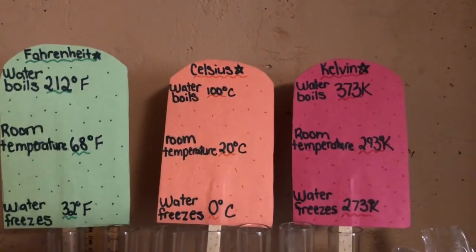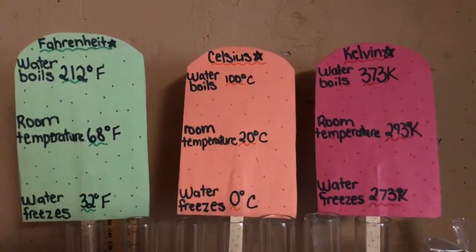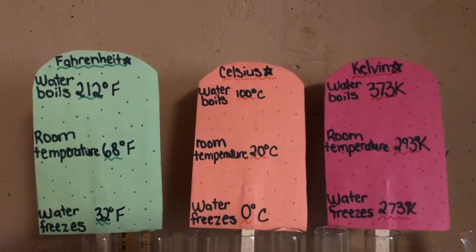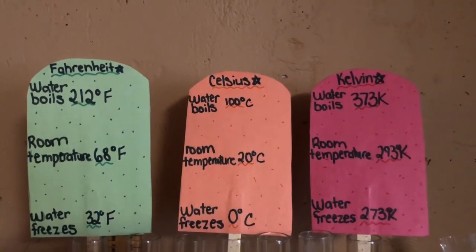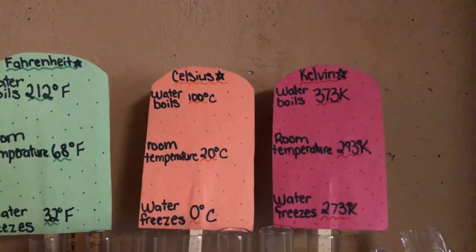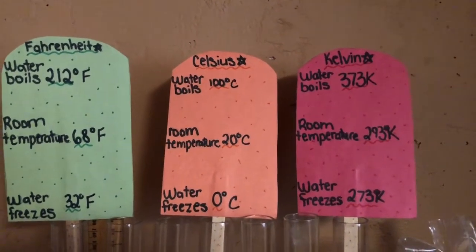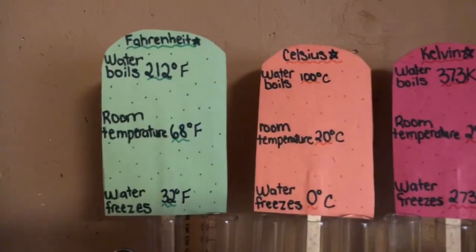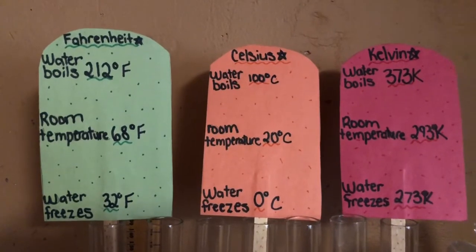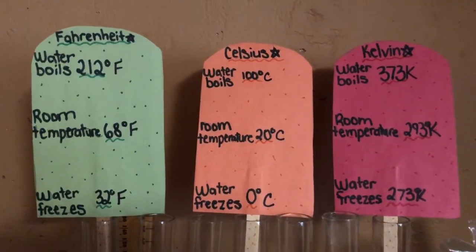Look at the difference between the Celsius and the Kelvin scale for water boiling and water freezing. On the Celsius scale, you have a difference of 100 degrees. If you look at the Kelvin scale, the difference between the water boiling and the water freezing is also a difference of 100 degrees. If you look at the difference on the Fahrenheit scale, water boiling and water freezing, you have a difference of 180 degrees.